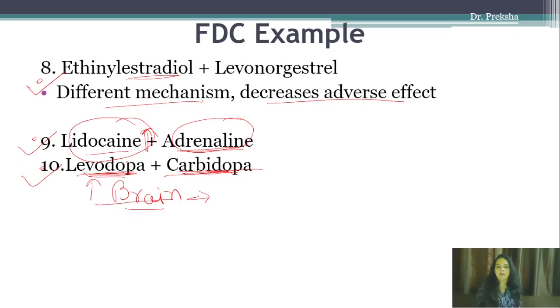As carbidopa increases the availability of levodopa inside the brain, it also decreases the dose requirement of levodopa and decreases the peripheral side effects of levodopa. For example, nausea, vomiting, cardiac arrhythmia, orthostatic hypotension, all these side effects of levodopa are minimized. So all these drugs we have discussed so far are rational FDC examples.